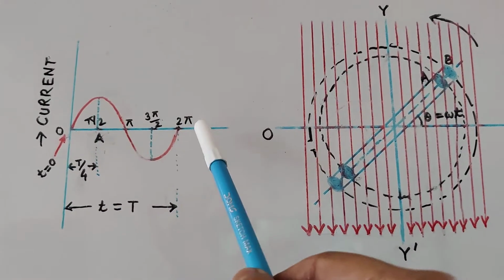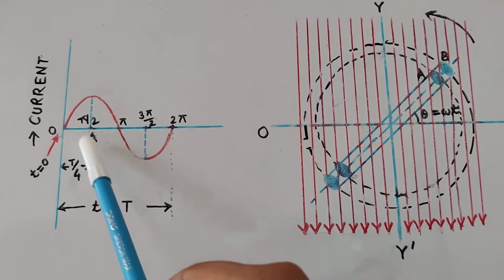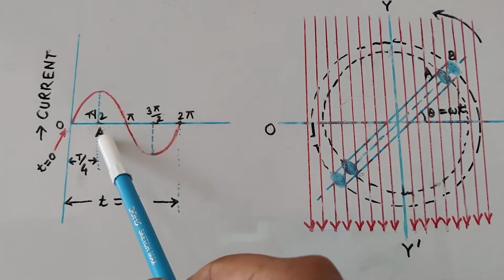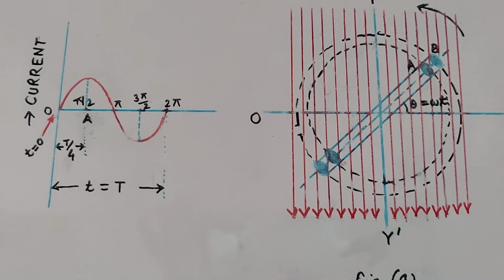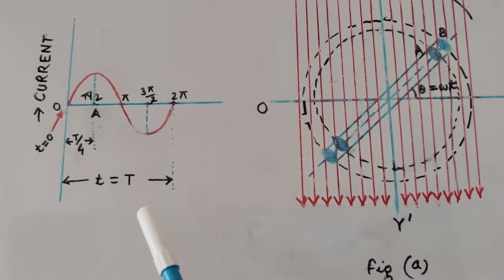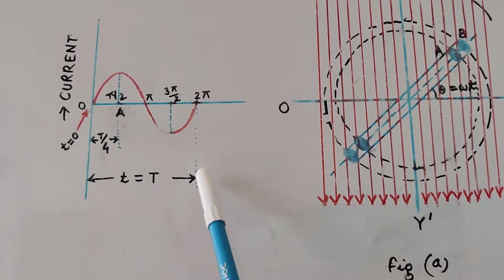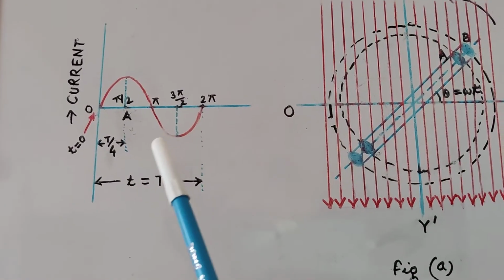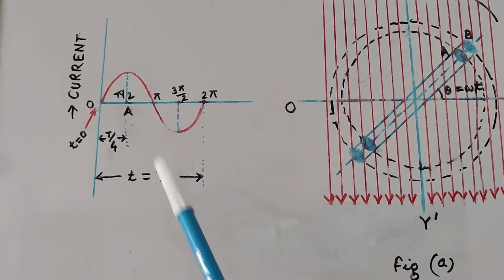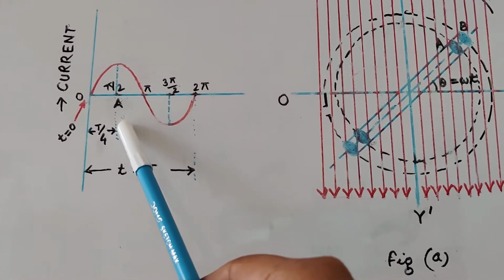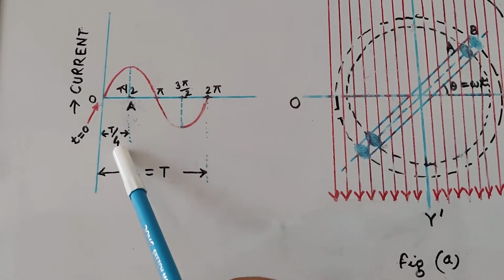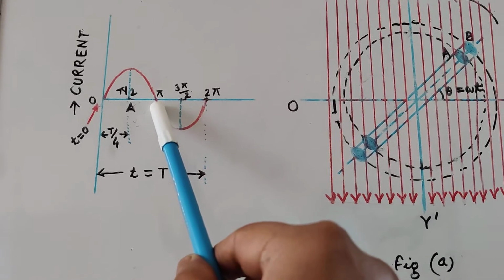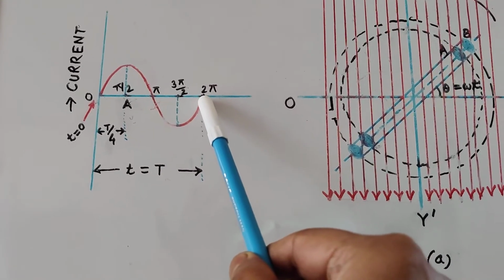So the phase of this wave at this point A is T by 4 seconds, or in terms of angle, the phase at this point A is pi by 2 radians. Here T is the time period, that is, the time taken to complete one cycle is called the time period. So from this graph of current versus time, we find that the phase of this alternating current at point A is T by 4 seconds. Similarly, the phase at this point is T by 2 seconds, and the phase at this point is T seconds.